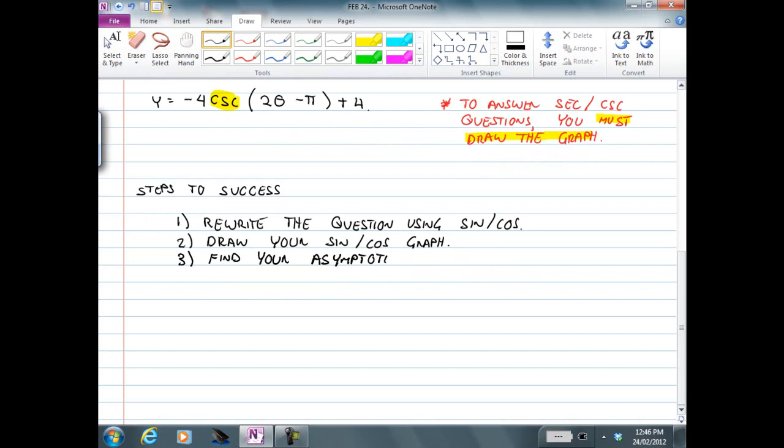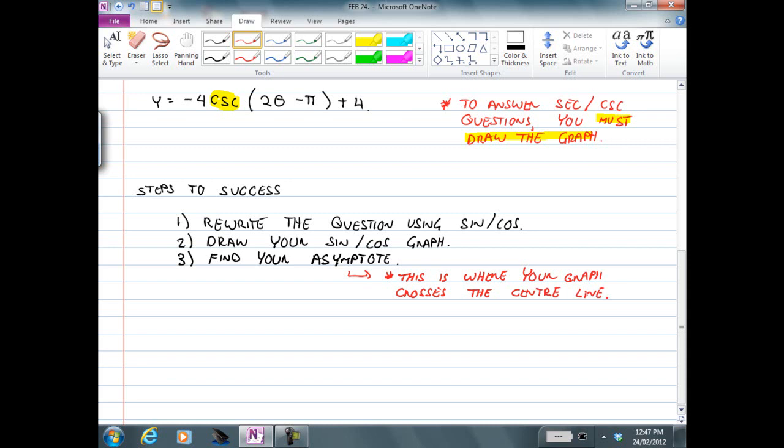I'm going to write a little message for you on asymptote. Little star here. This is where your graph crosses the center line. So this is where your graph crosses the center line. So pretty much, that's all it is.